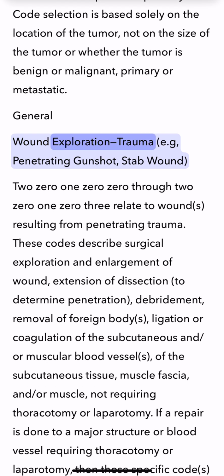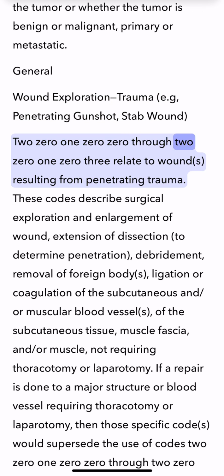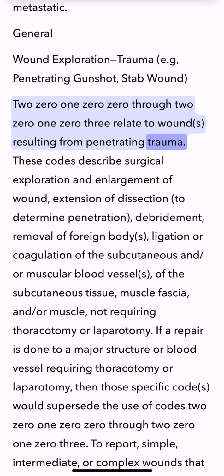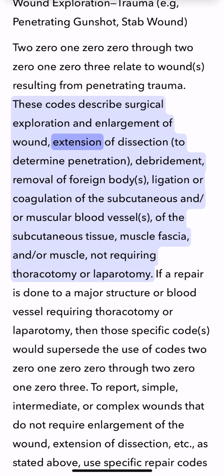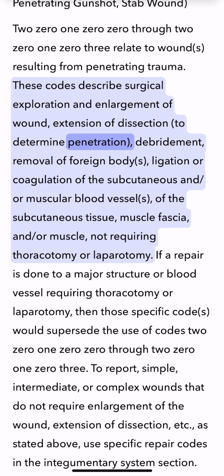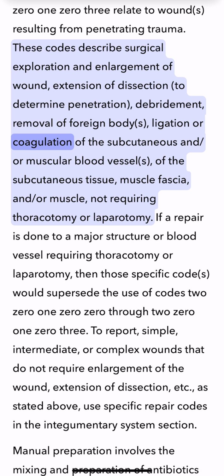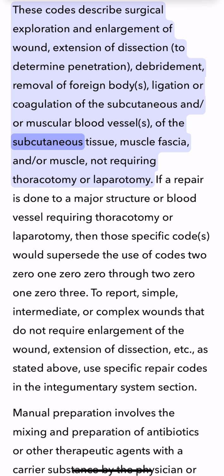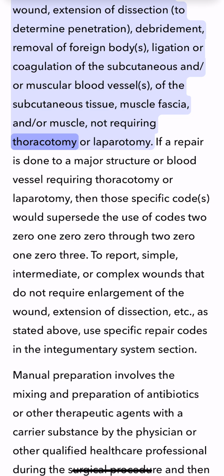General, wound exploration, trauma, for example, penetrating gunshot, stab wound. Codes 20100 through 20103 relate to wounds resulting from penetrating trauma. These codes describe surgical exploration and enlargement of the wound, extension of dissection to determine penetration, debridement, removal of foreign body, ligation or coagulation of the subcutaneous and/or muscular blood vessel, and repair of the subcutaneous tissue, muscle fascia, and/or muscle, not requiring thoracotomy or laparotomy.